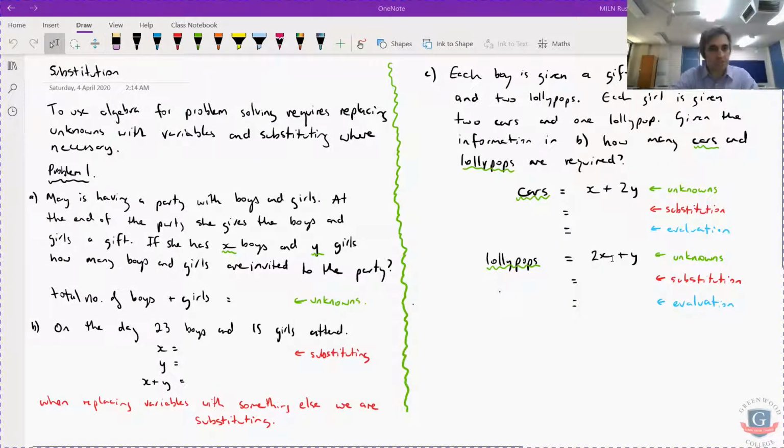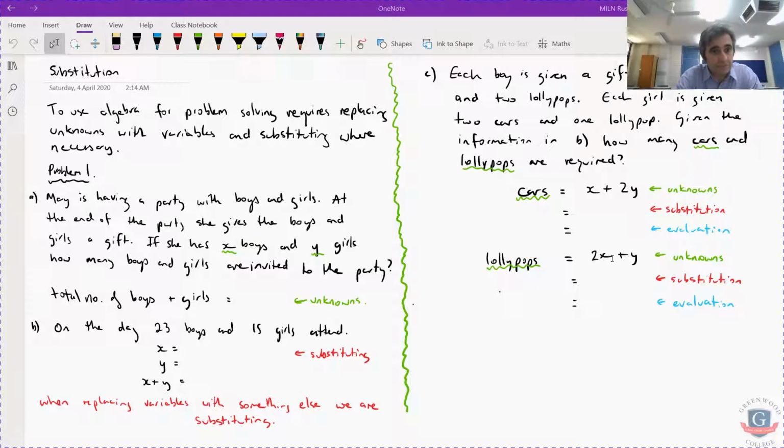Okay, now the next question we're going to do is on substitution. And this is where we can start to use it for problem solving. And this is the traditional part where students start to think, oh, this is very hard. But let's see if we can break it down to something that's relatively easy.